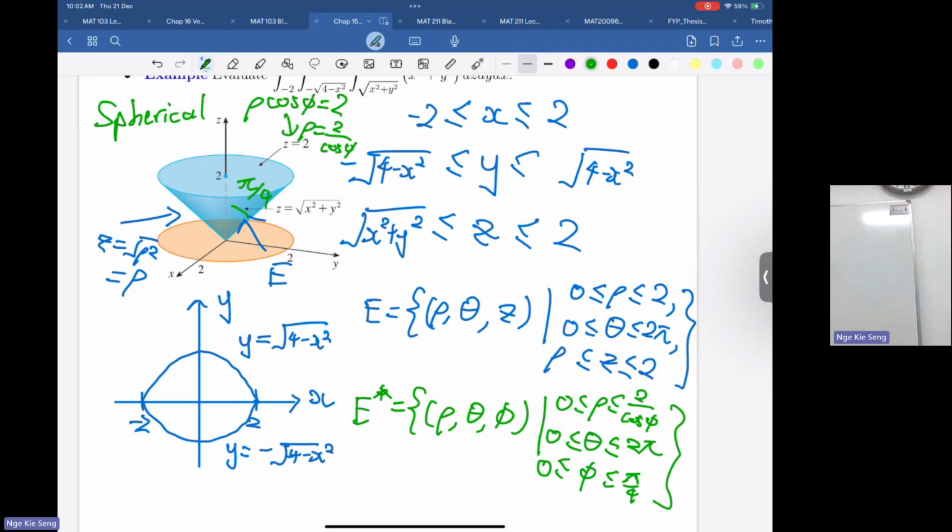If you use a different integration domain here, you should use a different Jacobian in your calculation. Okay. If you try, you let me know.